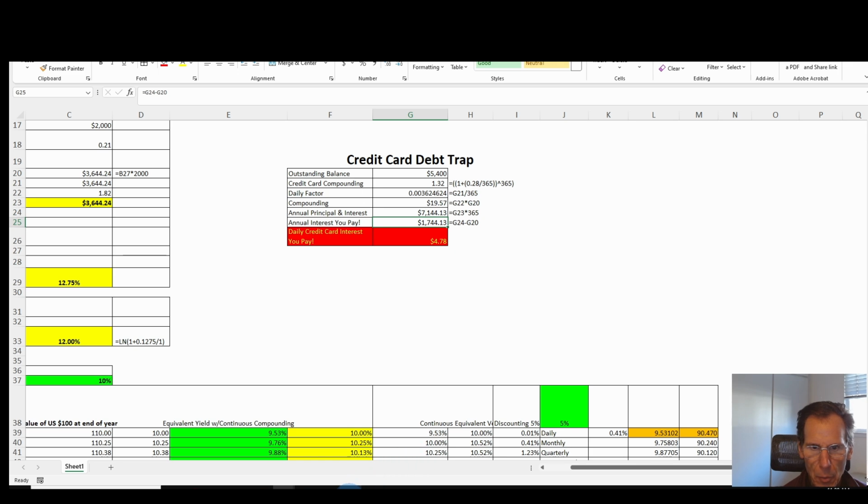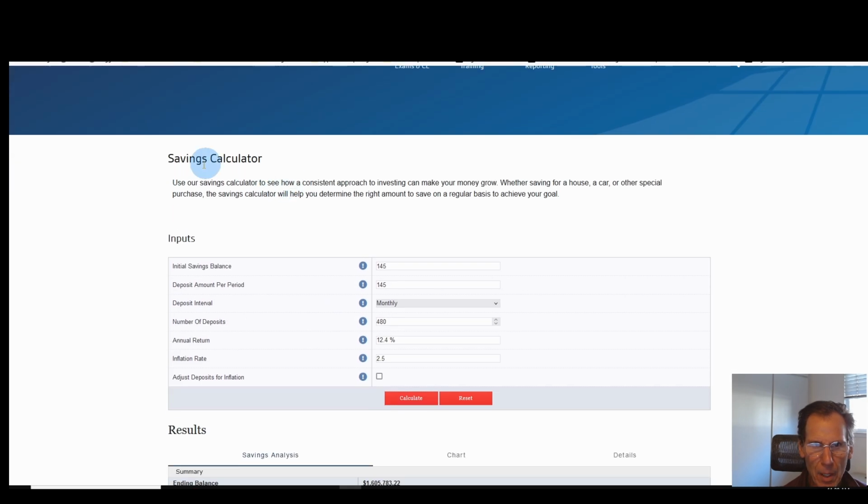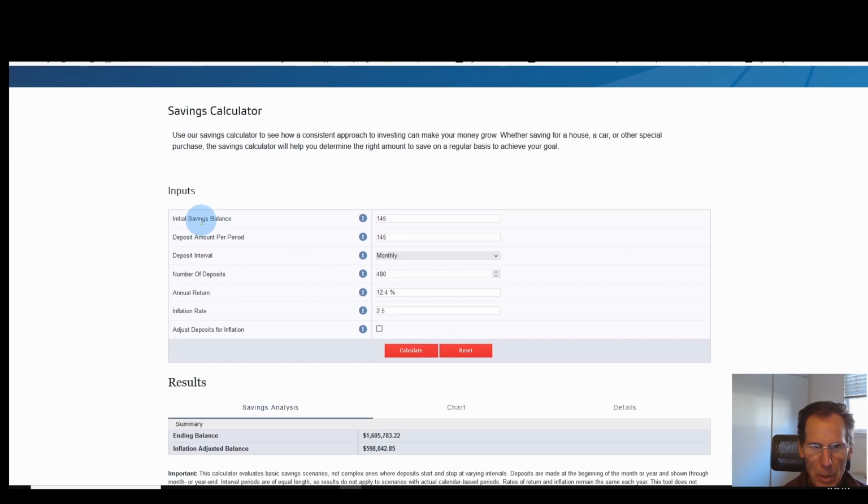I'm going to go over to this site by FINRA. It's a savings calculator. Simple initial savings, $145 a month. Your deposit each month, $145. Monthly deposit interval, 480. That's monthly times 40 years. Your annual return, 12.4%. Would be a staggering $1.6 million. Yeah, that's why credit card companies make as much money as they do. They turn this around. They understand what compounding's all about.